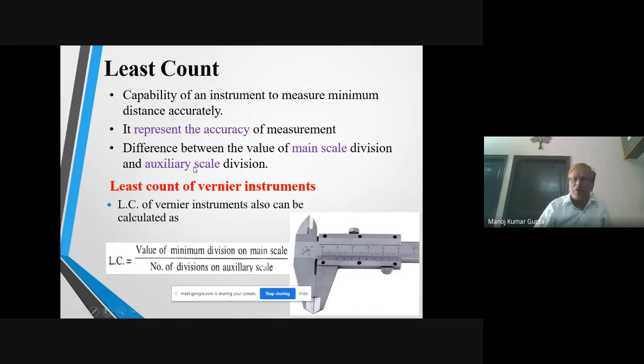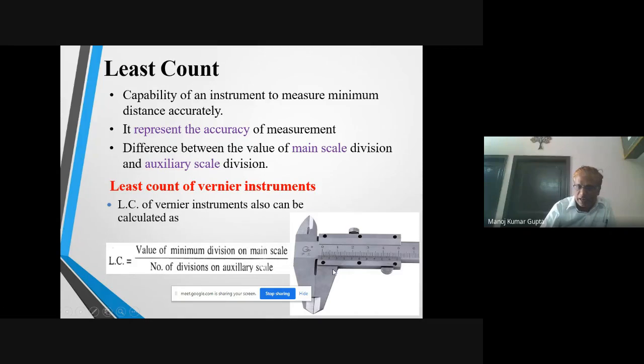And one more definition is there. It is the difference between value of main scale division and auxiliary scale division, MSD minus ASD. So now we take vernier instrument. Vernier instrument least count is value of minimum divisions on the main scale, divided by number of divisions on the auxiliary scale.